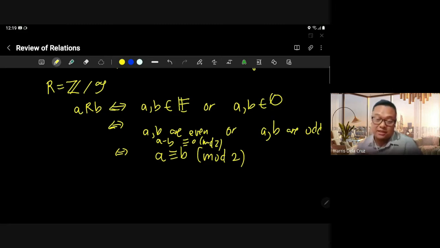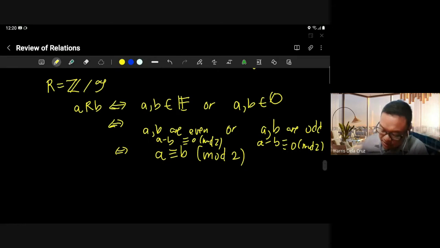So, congruent sila. Now, what if pareho silang odd? Pag pareho silang odd, then parehong 1 ang remainder pag dinivide mo sa 2. Diba? 3 at 7. So, pag sinubtract mo sila, edi A minus B is also congruent to 0 mod 2. So, in either case, A is congruent to B mod 2.